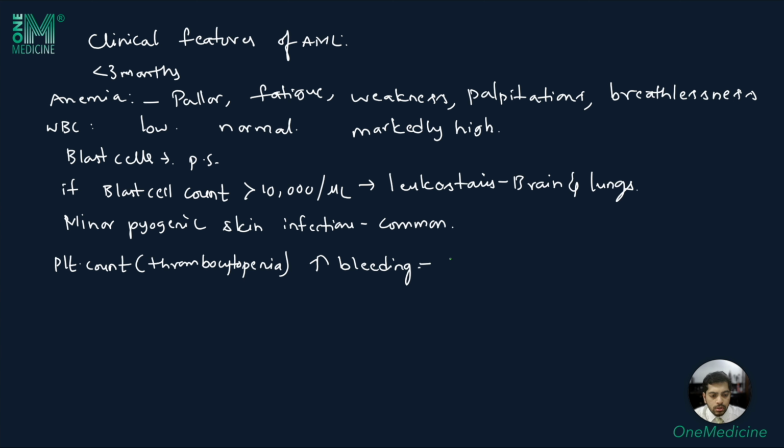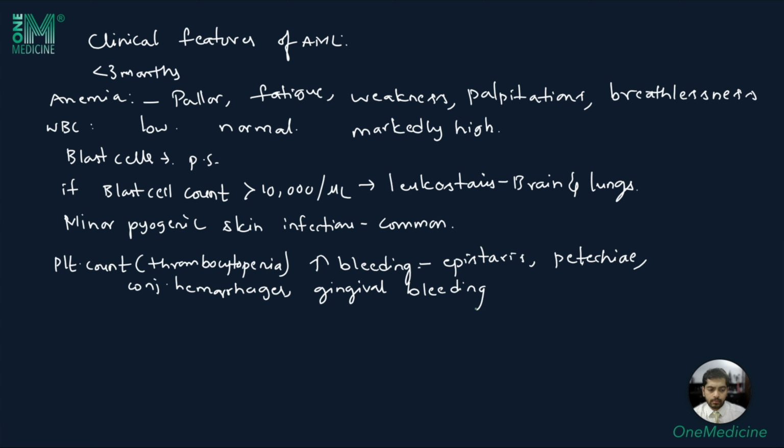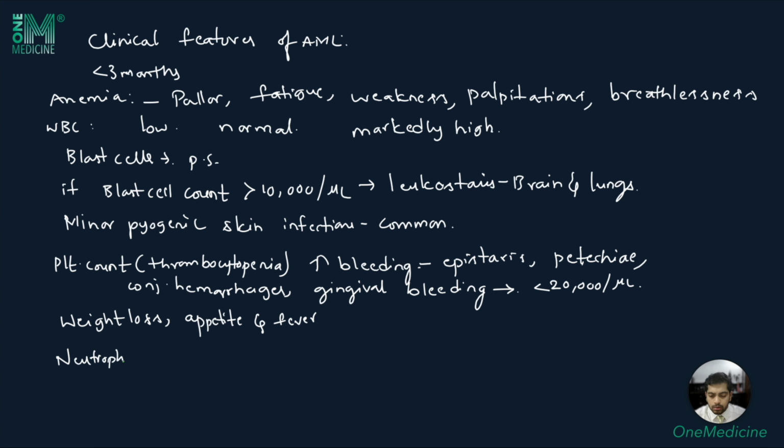And the common symptoms include epistaxis, petechiae, conjunctival hemorrhages, gingival bleeding, and all these symptoms are increased when the platelet count falls to less than 20,000 per microliter. Other features include weight loss, loss of appetite, and fever. When the neutrophil count reaches less than 5,000 per microliter, there is an increased risk of bacterial and fungal infections.